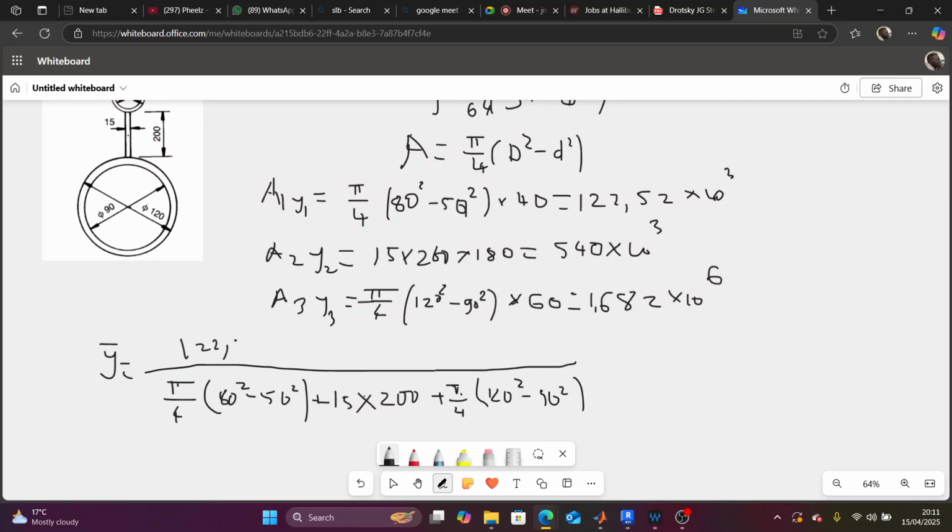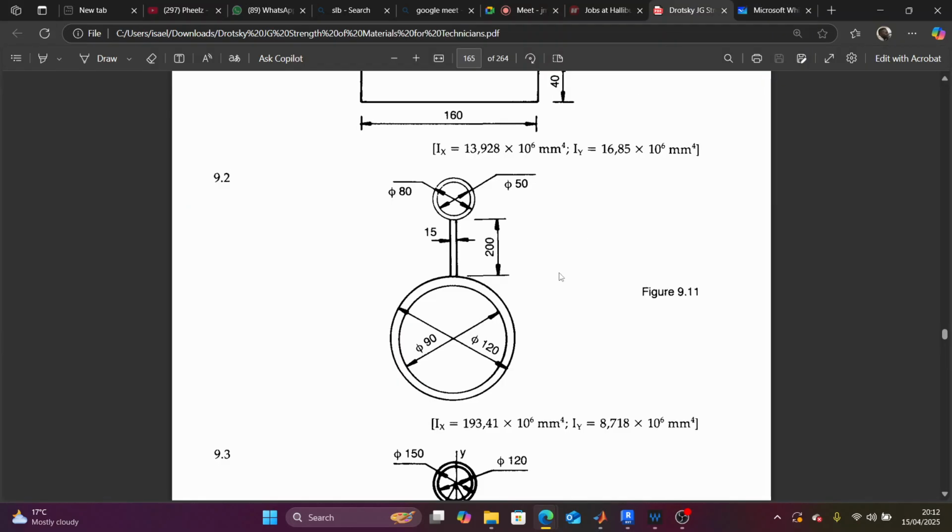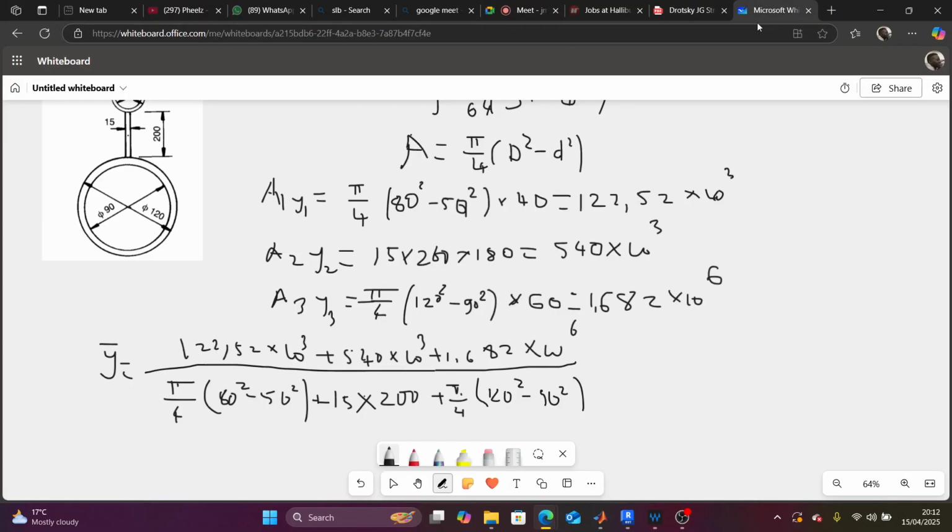122, 52 times 10 to 3 plus 540 times 10 to 3 plus 1,682 times 10 to 6. What is the answer of y bar? I think we need to get what is the answer of y bar?